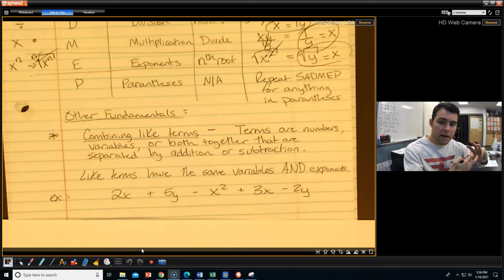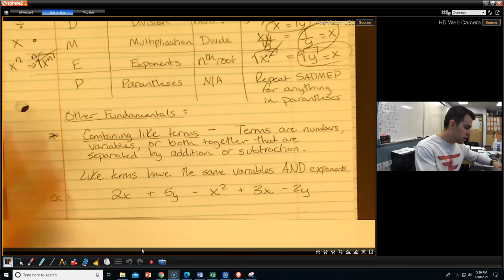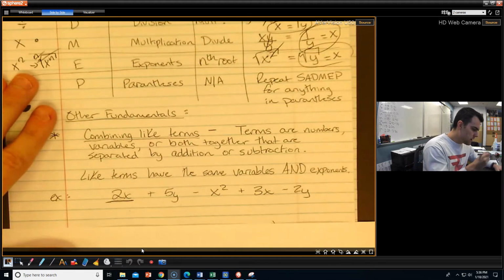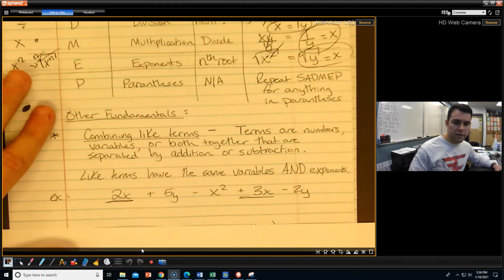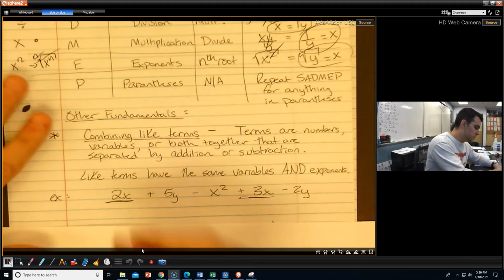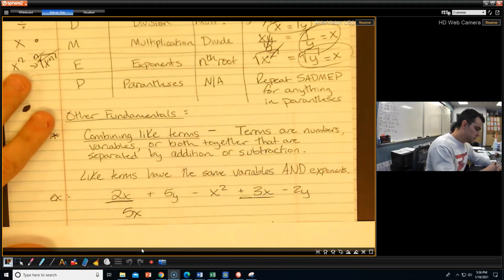And that means I can combine them through addition and subtraction. So if I look at this, I notice I have 2x right here. I also have positive 3x right there. I can add them together. 2x plus 3x gives me 5x, right?